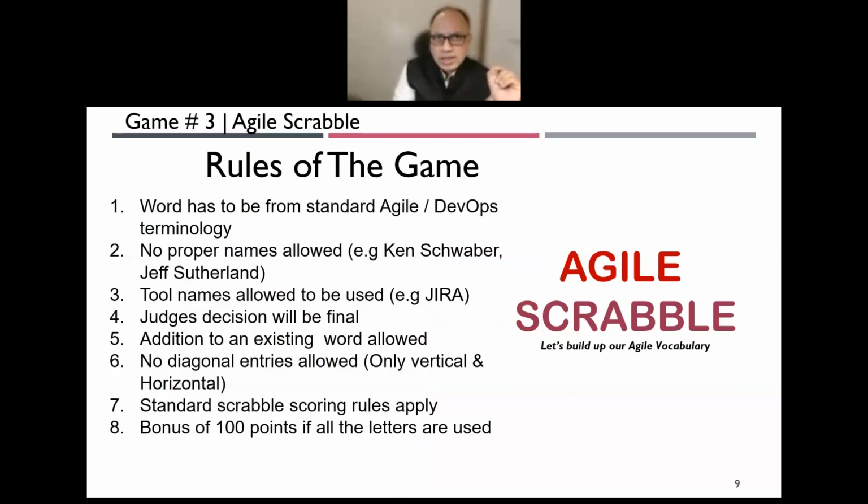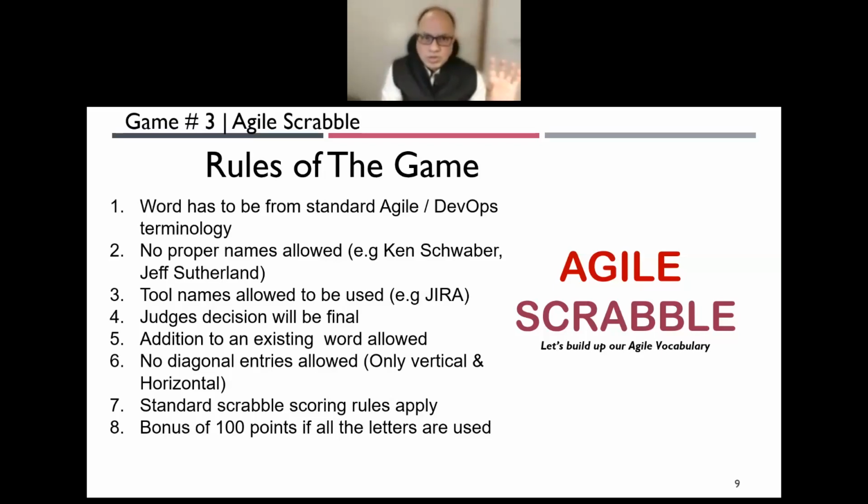Now, the rule of the game is very simple: we are going to play Scrabble, but we are only going to use words which are in an agile and DevOps context. Something which is in the agile and DevOps vocabulary is all we are going to use. No proper names allowed. For example, I cannot create a word called Dean Leffingwell, who's a creator of SAFe. I cannot use Ken Schwaber, creator of Scrum, or Jeff Sutherland, co-creator of the Scrum framework. These names are not allowed. So no proper names are allowed.